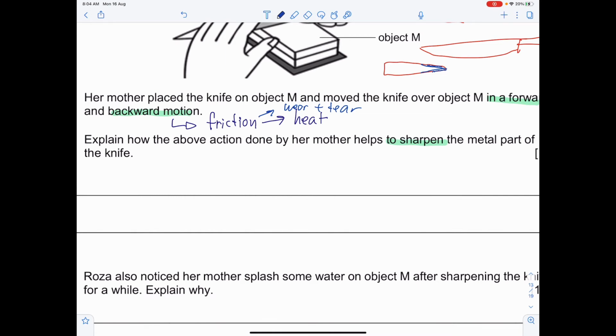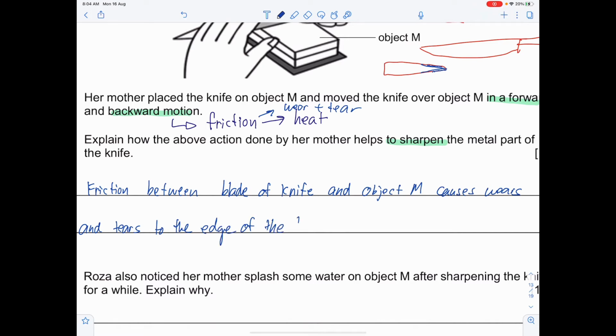So how would the answer look like? So the first thing would be: friction between blade of knife and object M causes wear and tear to the edge of the blade. Okay? Hence, reducing the thickness of blade, making it sharper.